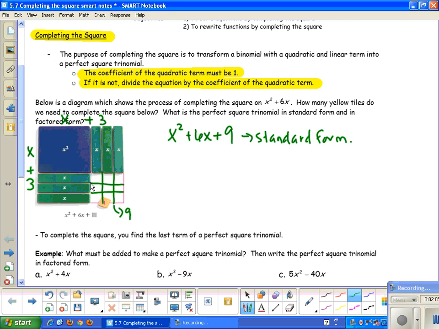Now if we were to factor this, remember we would set up our 2 sets of parentheses, and we want factors of 9 that add up to 6. Well, that would be 3. So x plus 3 and x plus 3. And notice that that's the length of the side of the square that I have here. Also, we can combine this into 1 and write this as x plus 3 quantity squared. Now, this would be the factored form.